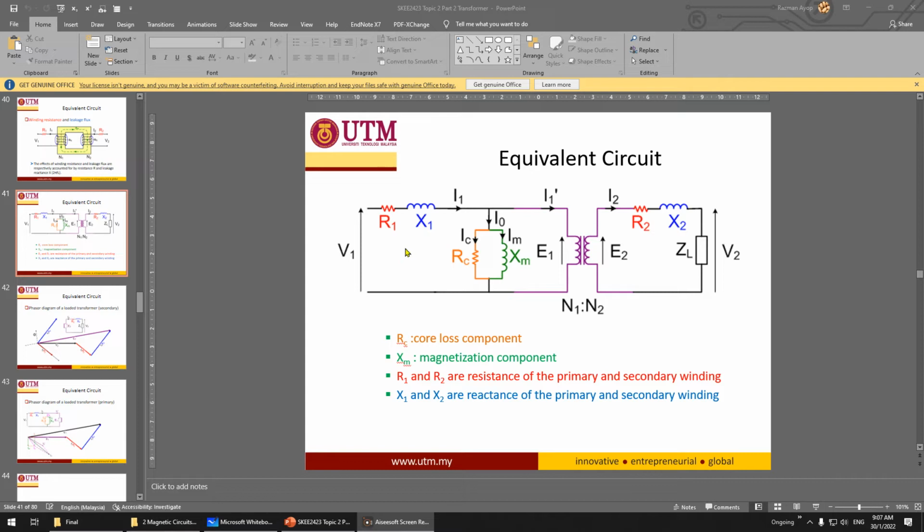And then if you are given a parameter here, you need to know where you can put it. You also need to know how to transfer all of these into the primary side, and after you transfer, how to calculate. For example, if you are given V2, P2 and power factor, you have to transfer everything into the primary side. Then you have to calculate the voltage V1 and I1. So make sure you know how to calculate it.